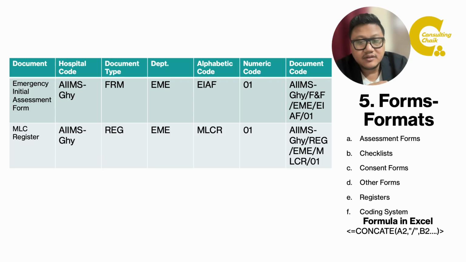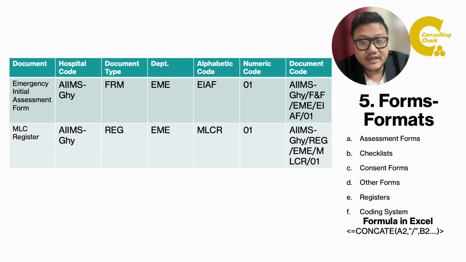Here, similar to the document, you have a concate or concatenate formula. So this way you can code. So here for form, you can have a code of FRM. For register, it is REG. Here you can either write FRM or FNF. It's up to you how you do it. It's your hospital, your department. You can play around. But the point is, you need to have proper coding of these documents.